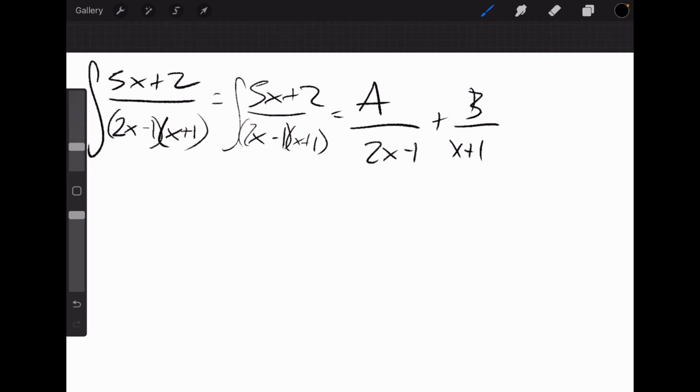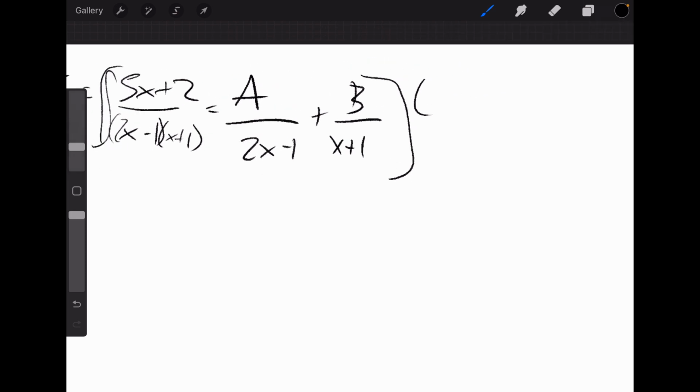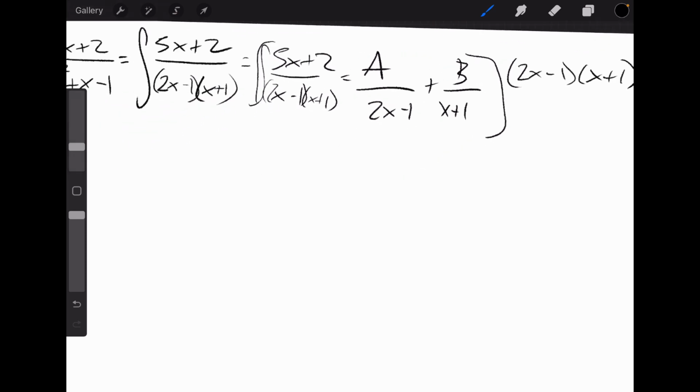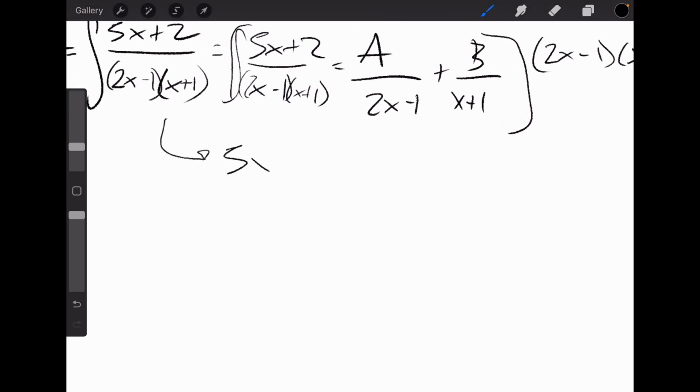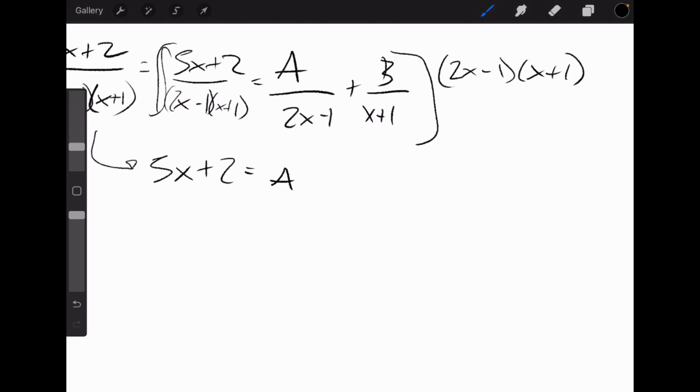And now we're going to multiply the whole thing by the bottom, so 2x minus 1 and x plus 1. So this leaves us with 5x plus 2 equals A. These are going to cancel out. A times x plus 1 plus B. These cancel out. So we're going to do 2x minus 1.